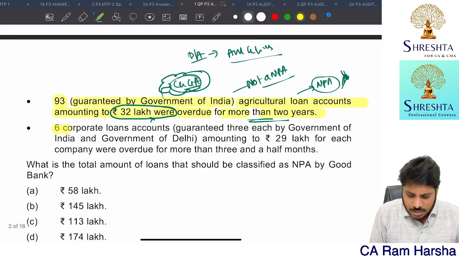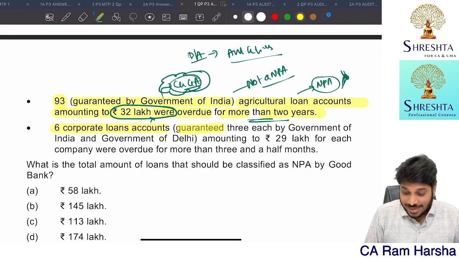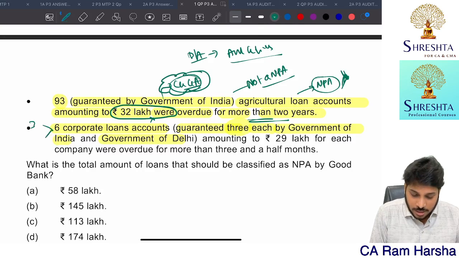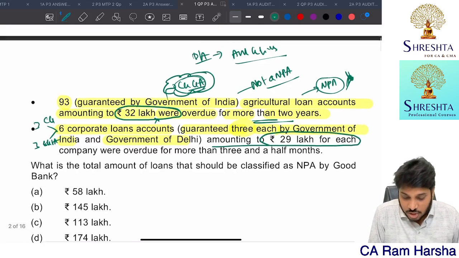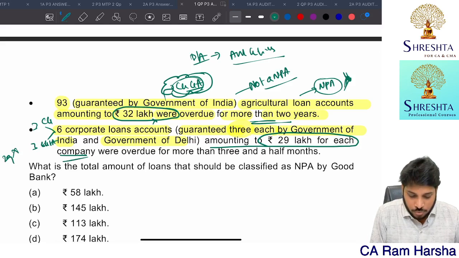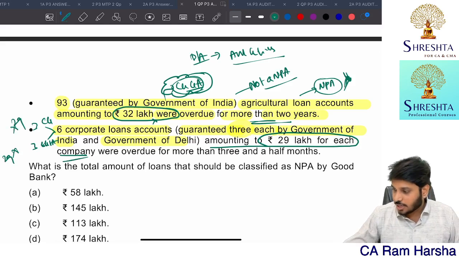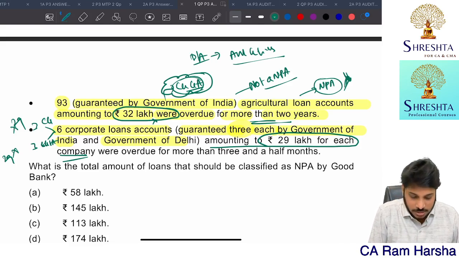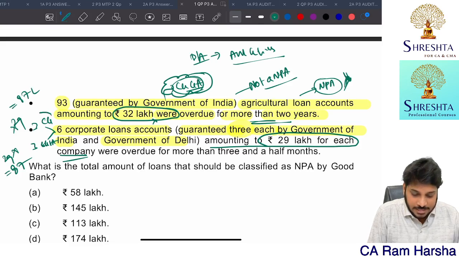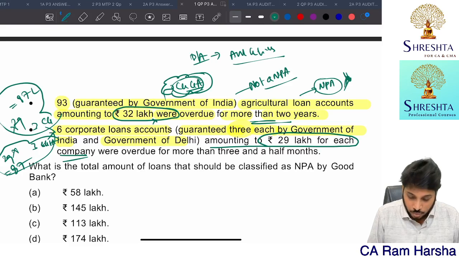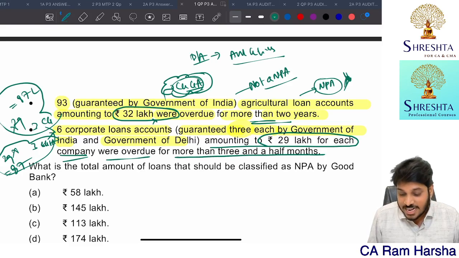Fine, next. 6 corporate loan accounts guaranteed 3 each by the Government of India and the Government of Delhi. So 3 are central government guaranteed advances, 3 are state government guaranteed advances, amounting to 29 lakhs for each company. 3 into 29, how much is it? 87 lakhs state government guaranteed advance, 87 lakhs central government guaranteed advance, overdue for more than 3.5 months.